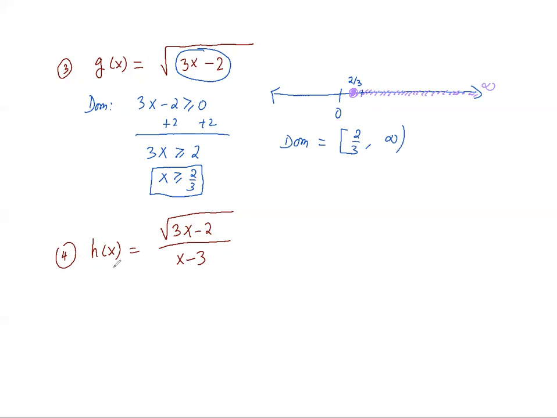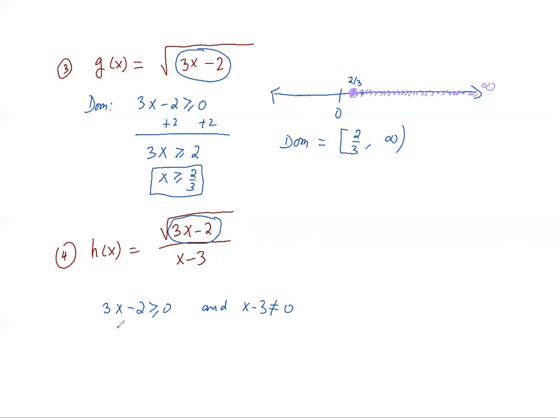All right, here's another example. We have the square root of 3x minus 2, divided by x minus 3. So we have a square root and we have a denominator without a square root. So there are two restrictions. The first restriction is that this quantity must be greater than or equal to 0, so 3x minus 2 greater than or equal to 0. And at the same time, x minus 3 cannot be equal to 0.